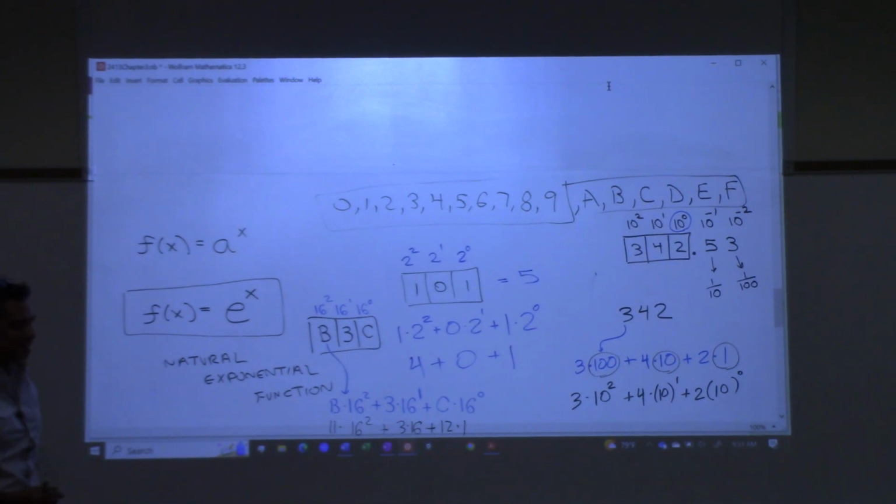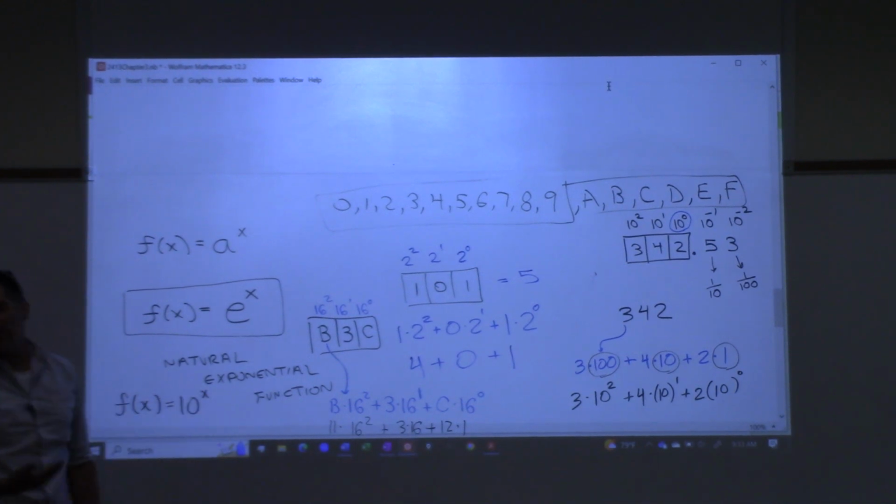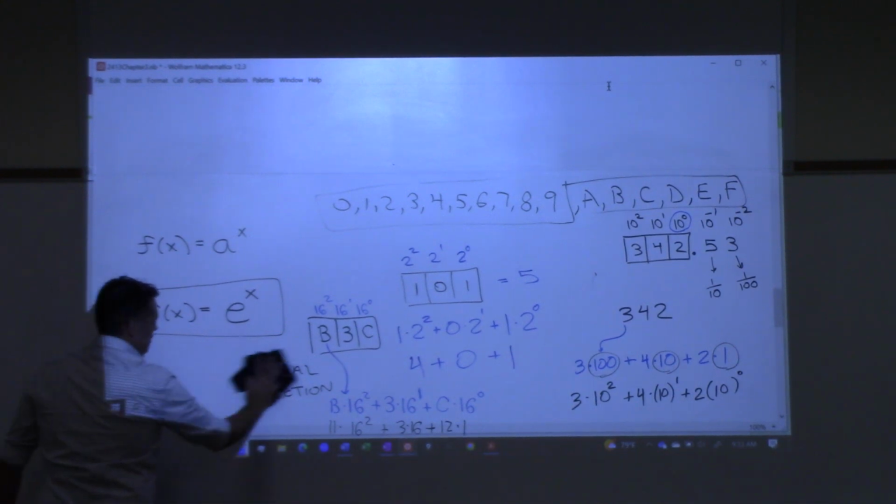The point of all of this is that f of x equals 10 to the x is a very important exponential function because it's the base 10 exponential function, and base 10 is the number system we work in, and so that, of course, is going to be an important function, right? The base 8 is exponential. It's just not as important as this one because we don't use it for our number system. I need to move on.